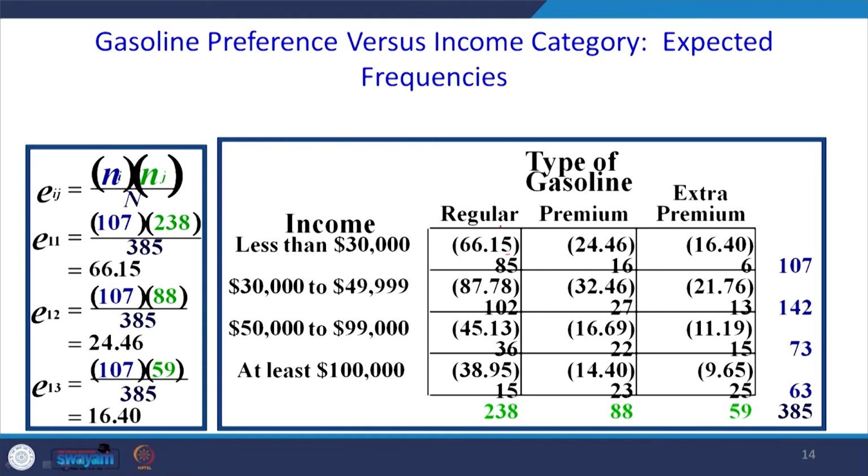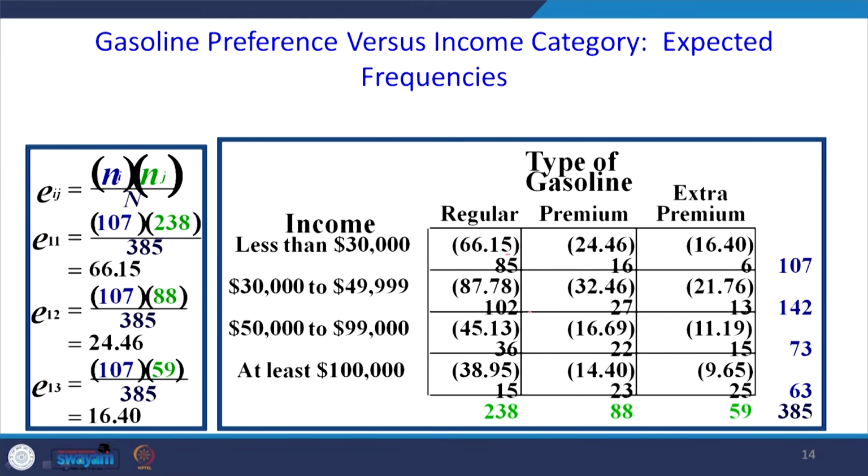For the second cell, how did we get 24.46? Row total 107, column total 88, divided by 385. So we get 24.46. For the third one, row total 107, column total 59, and the total is 385. Like this we have to find all the cells. All the values after calculation are given in the brackets.